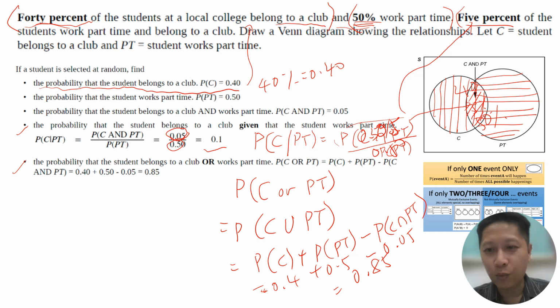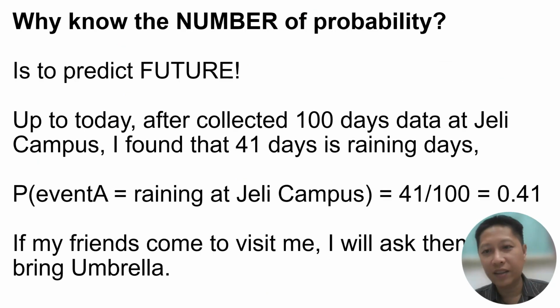Coming back to the reason why we want to learn probability: if we know the probability number, we can make a good prediction for our future. Again, we know that from 100 days staying in Jelly campus, we found that 41 days were rainy. One day, our friend comes and asks us, should I bring an umbrella to Jelly campus? I want to visit you. Because if I bring an umbrella, it's going to be inconvenient for me. We'll tell our friend that you must bring it, because with 0.41 probability, or 41% of the time, we're going to have rain in Jelly campus.